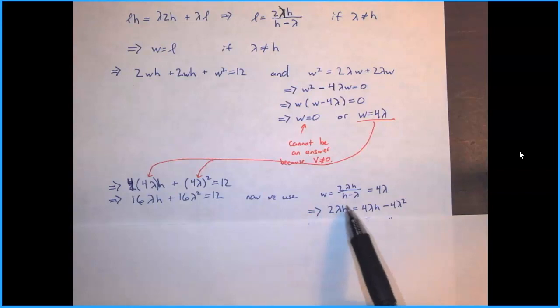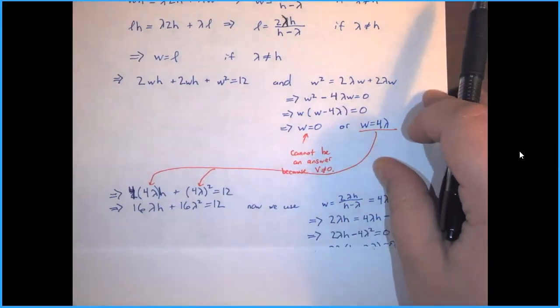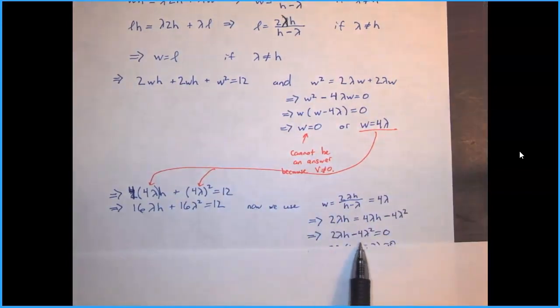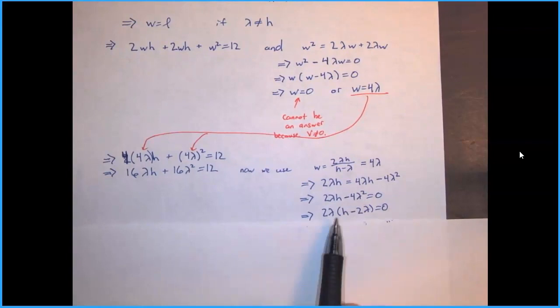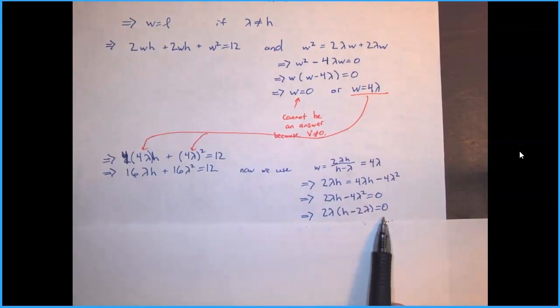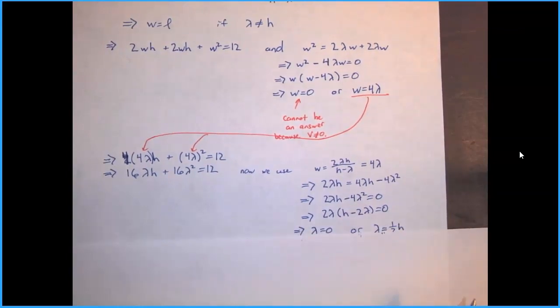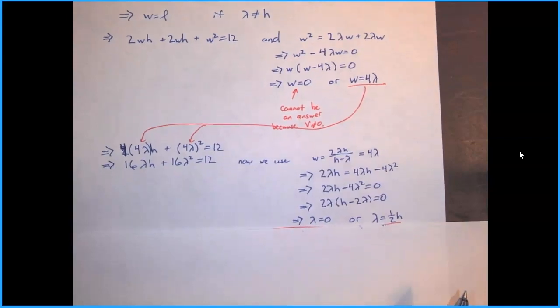Now I'm going to subtract this 2 lambda h from both sides, and I end up with 2 lambda h minus 4 lambda squared equals 0. I can factor a lambda out, and I get 2 lambda times h minus 2 lambda equals 0, which gives me 2 options, either lambda equals 0 or lambda equals 1/2 h.